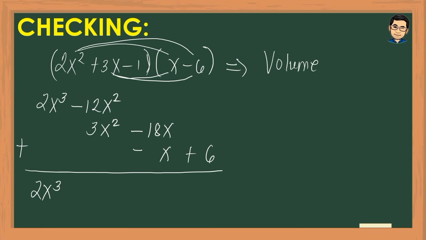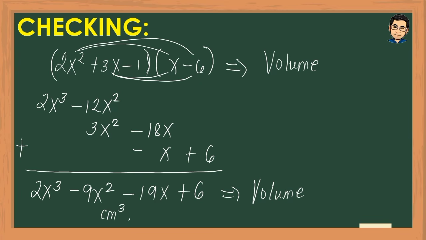And then, negative 12x squared plus 3x squared, that is negative 9x squared. And then, negative 18x plus negative x, that is negative 19x. And then, bring down 6. So, yung volume po ng ating box, ayan po, 2x cubed minus 9x squared minus 19x plus 6 cubic centimeters. So, upon checking, nakuha po natin siya. Ibig sabihin, yung area ng base natin is 2x squared plus 3x minus 1 square centimeters.